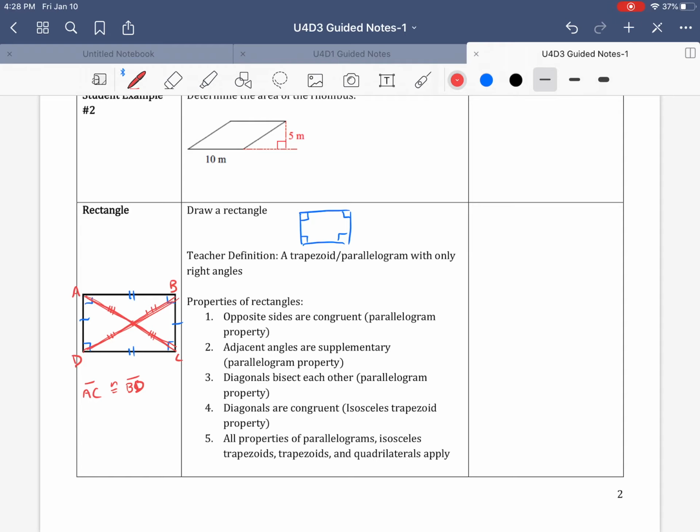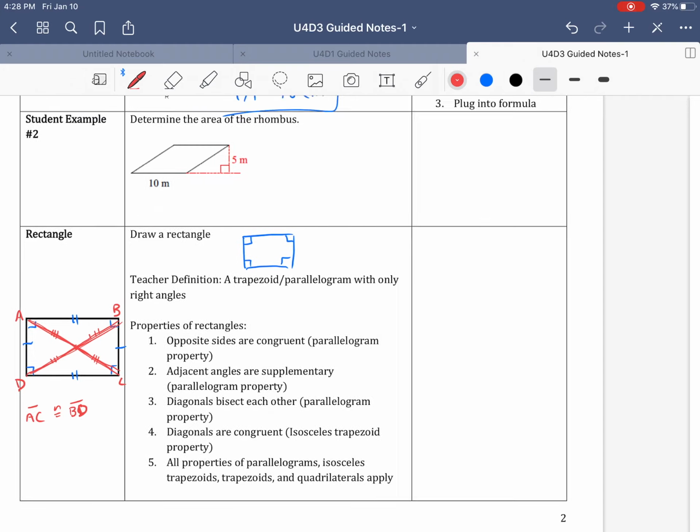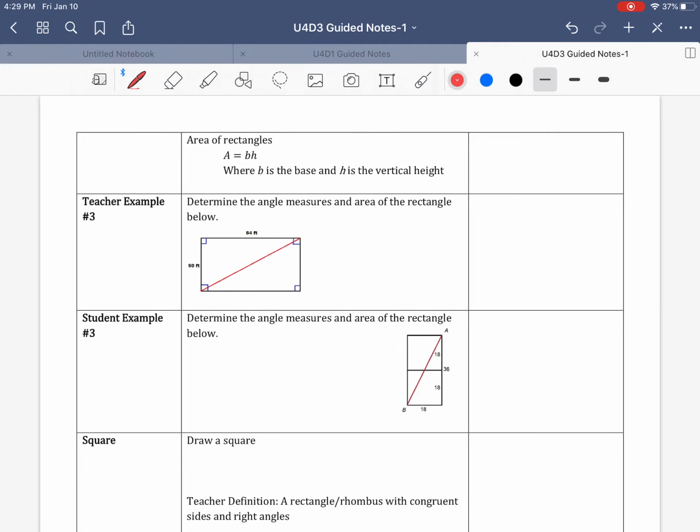And then any other properties of parallelograms, isosceles trapezoids, and quadrilaterals would also apply to a rectangle. And the area formula for a rectangle is just base times height, same as what they were for parallelograms.